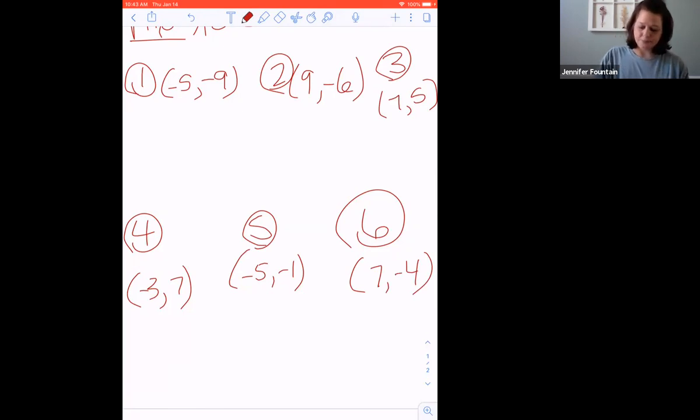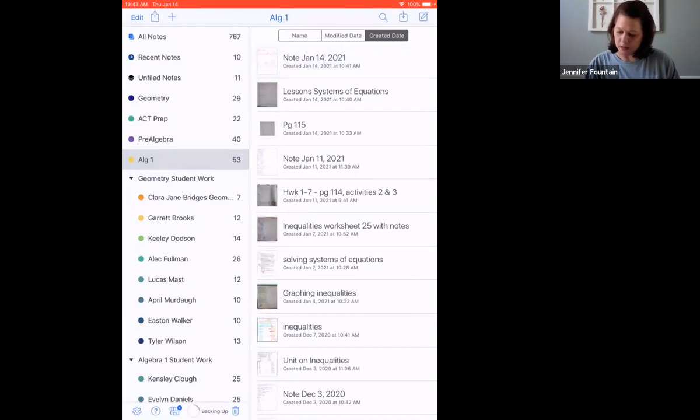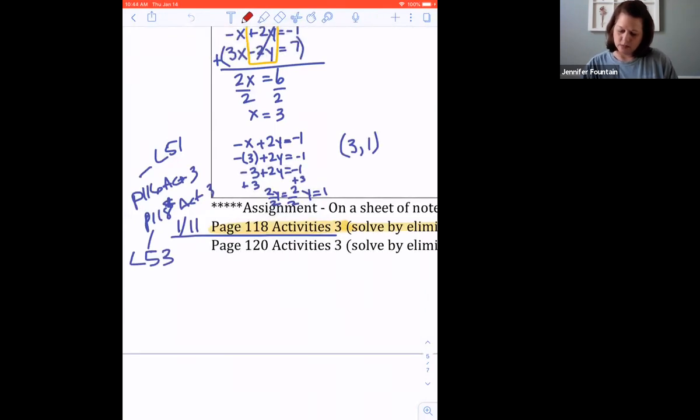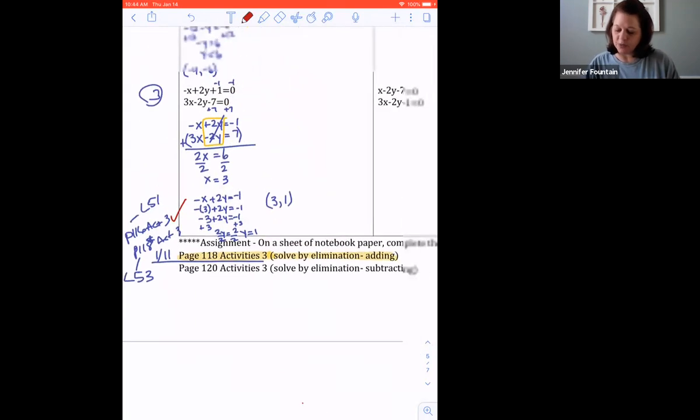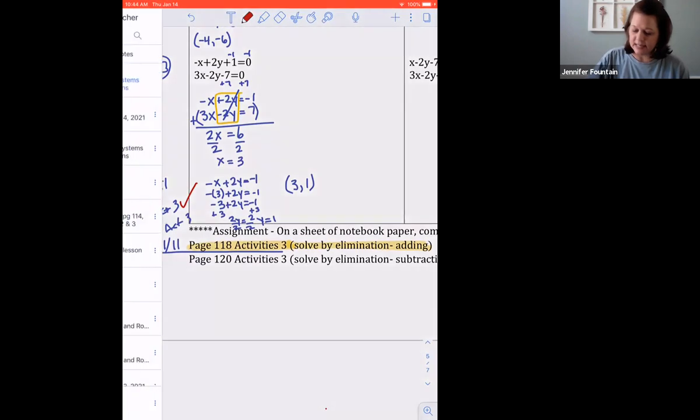All righty. So then our next one was page 118. So let me go back. So we got that one checked. So now we have page 118, activities 3, solve by elimination, adding. So page 118.